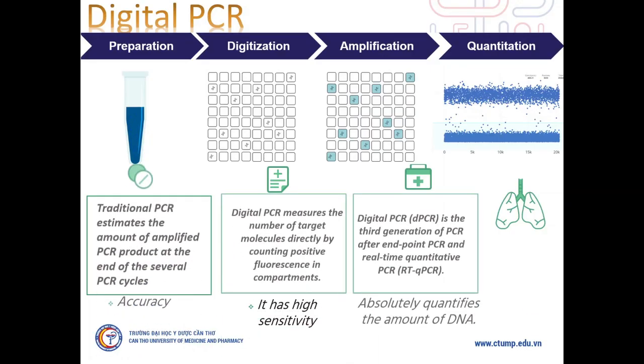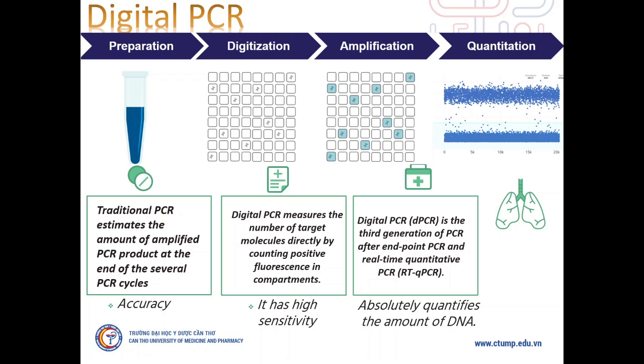Traditional PCR estimates the amount of amplified PCR product at the end of the several PCR cycles, but digital PCR measures the number of target molecules directly by counting positive fluorescence in compartments. Digital PCR is the third generation of PCR after endpoint PCR and real-time quantitative PCR. It has high sensitivity, accuracy, and the ability to absolutely quantify the amount of target DNA. Fundamental principles.